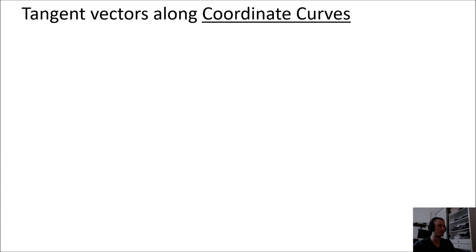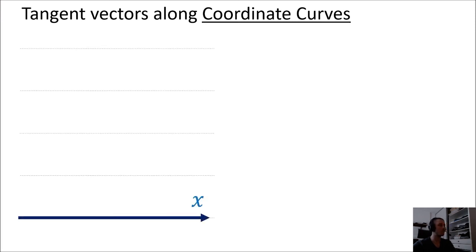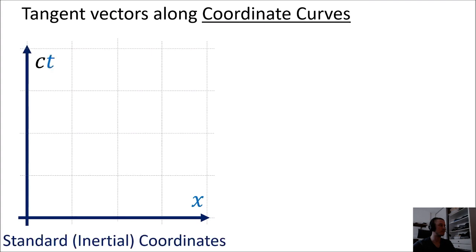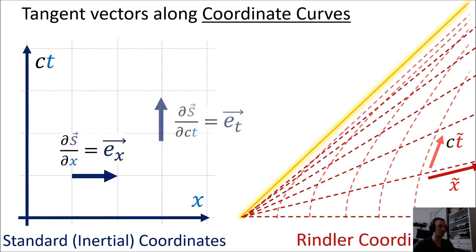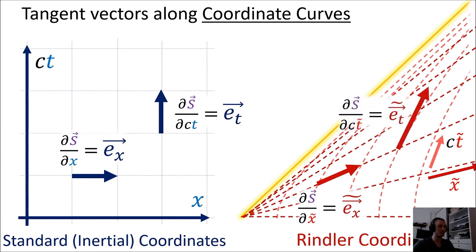Let's take a look at tangent vectors along a curve where the curves are the coordinate curves in a coordinate system. For example, the curves of x and ct in standard inertial coordinates for spacetime, and the curves of ct tilde and x tilde in the Rindler coordinates. We're going to find that tangent vectors along these curves actually give us the basis vectors for these coordinate systems.